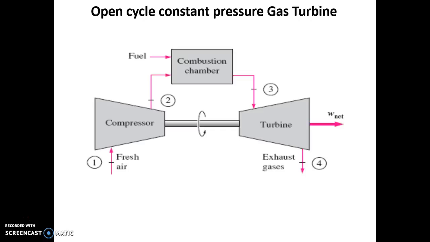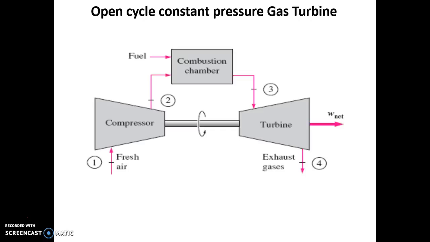The compressor takes the air from the atmosphere and compresses it to a higher pressure, and it is then sent to the combustion chamber, where fuel is also added, and the fuel gets combusted and the gases are sent to the turbine. These gases have higher pressure, which gets expanded, and this pressure energy gets converted into kinetic energy, which is used for producing the work, that is W net.